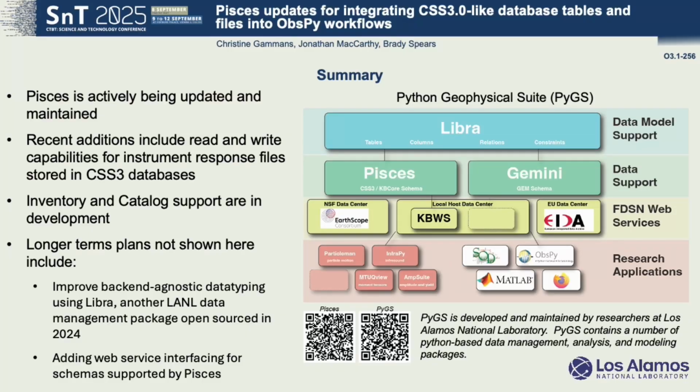To summarize this presentation, Pisces is being actively updated and maintained. The recent additions include read and write capabilities for instrument response files. Inventory and catalog support are in development. We also have some longer-term plans that are not shown here, including improving the Pisces backend to be more agnostic, to include more agnostic data typing using Libra, another LANL data management package open sourced in 2024 that adds in support for multiple schemas based on some definition of those schemas within tables.